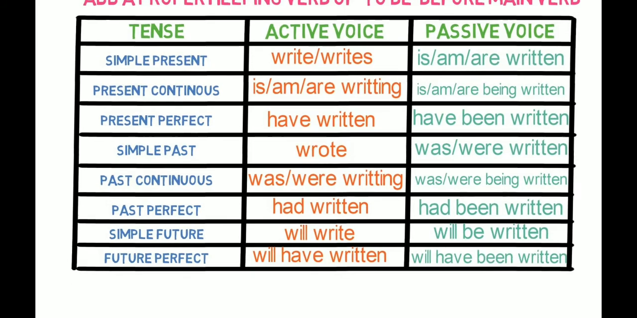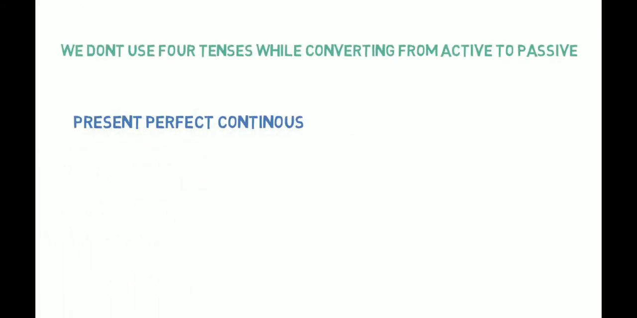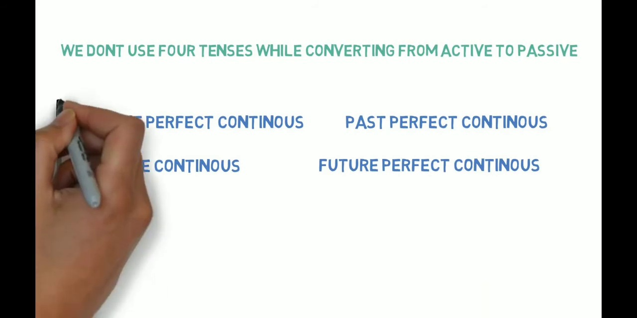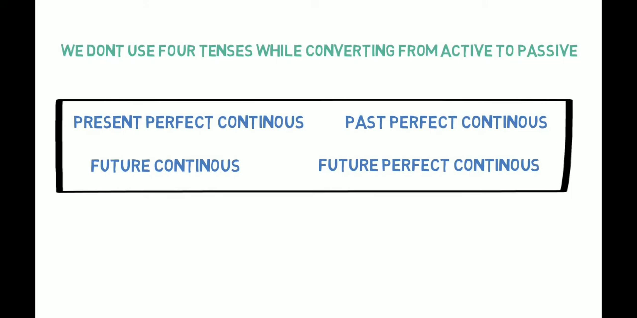Now you must have noticed that we haven't used 4 tenses which are present perfect continuous, past perfect continuous, future continuous and future perfect continuous. In English grammar, we don't convert sentences of these tenses to passive as it is not grammatically correct.